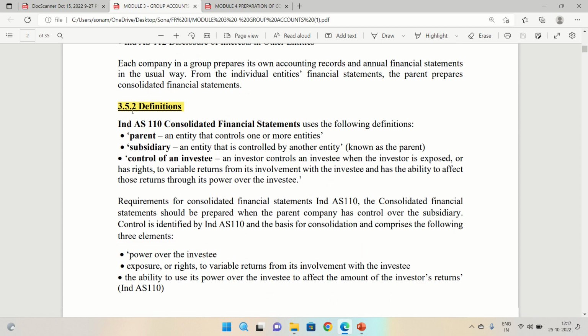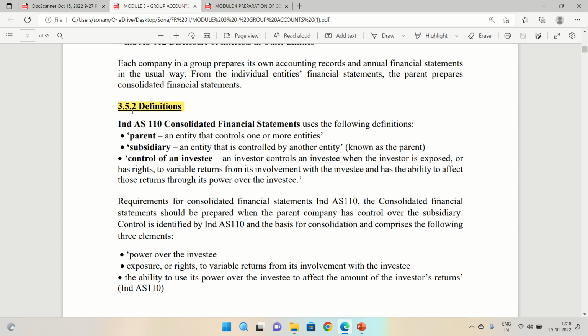Yes. So as I told you, coming to the definition of parent, subsidiary and control. According to Ind AS 110 consolidated financial statements, it uses the following definitions for parent, subsidiary and control. So who is a parent company? It is an entity that controls one or more entities. Very simple. And who is a subsidiary company?